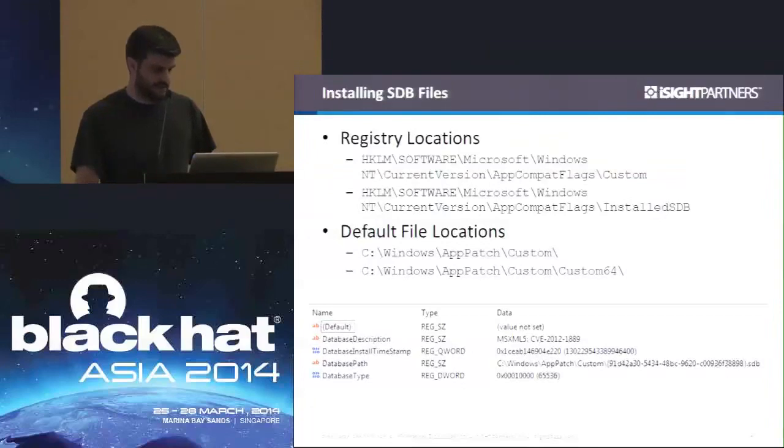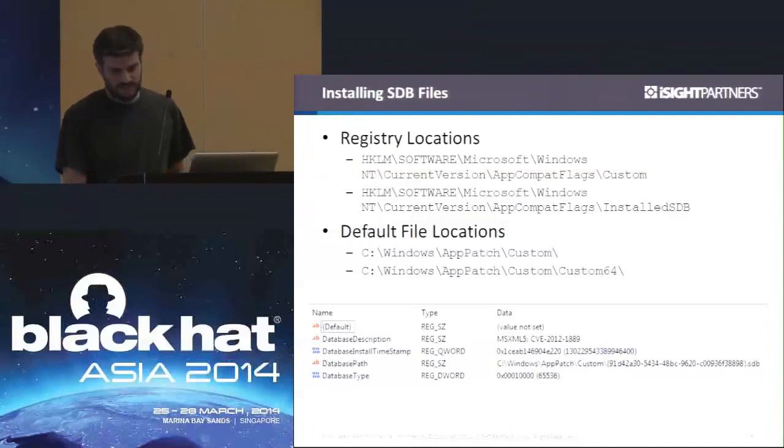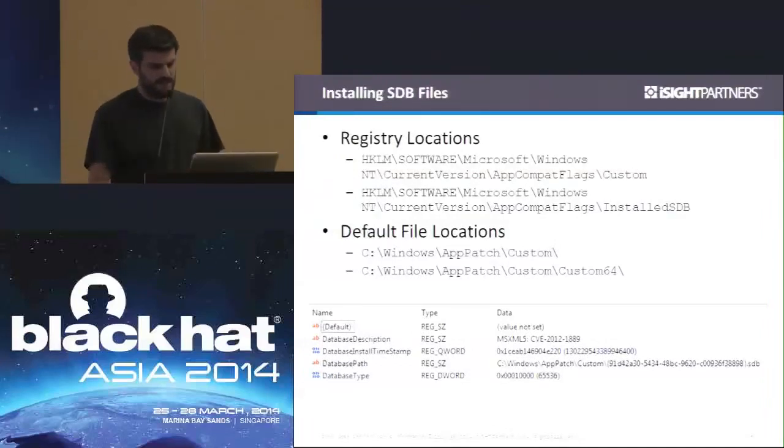Under the entries in Custom, there'll be a GUID. You follow that GUID under the InstalledSDB folder, and you'll find information like this. This shows you the description, which is just a comment. It'll show you the database timestamp, the location on the file system where that SDB file exists, and the database type, which in this case just means it's a shim database type.